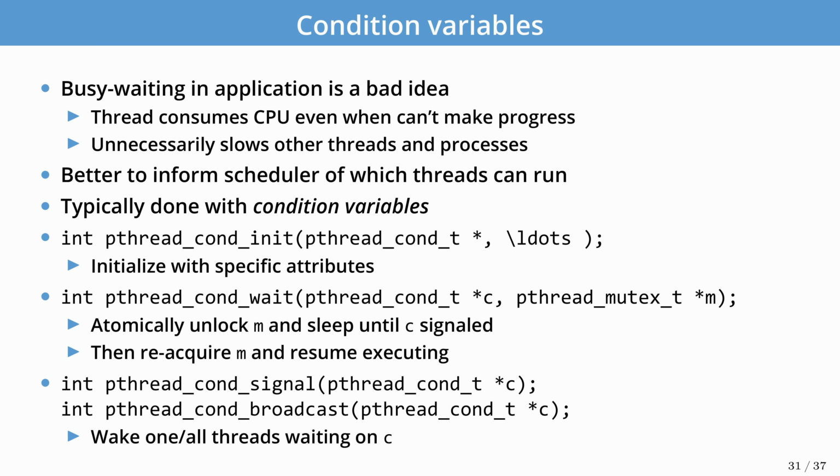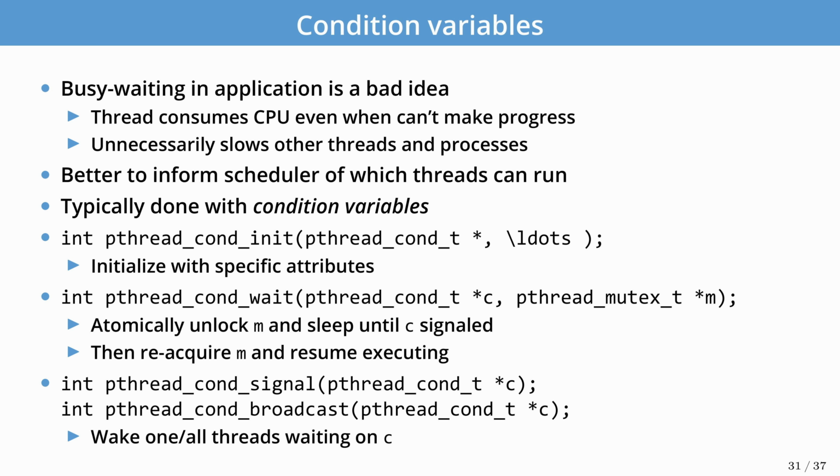The second is condition wait, which is interesting because you pass in the condition variable and the mutex. It atomically unlocks the mutex while going to sleep, waiting on the condition variable. Then when another thread wants to wake you up, it calls condition signal or broadcast to wake up one or all threads in the system that are waiting on that specific condition variable.